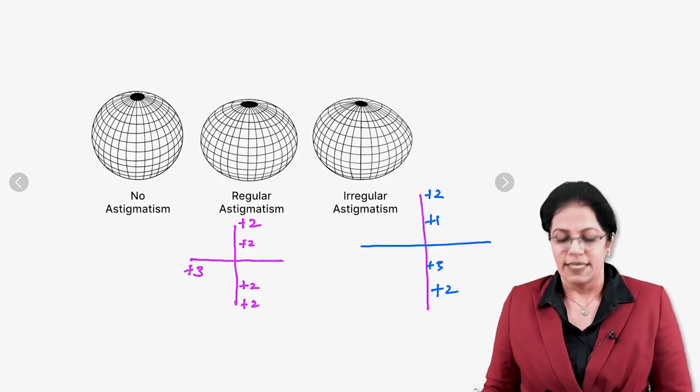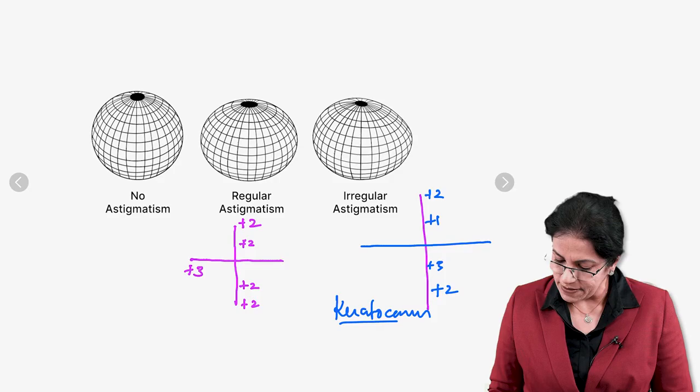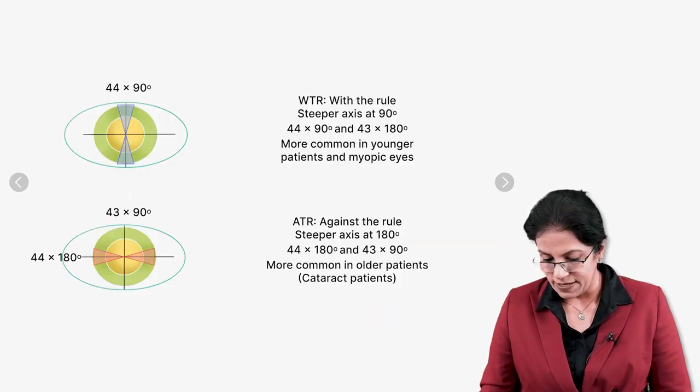Where have you learnt irregular? We have learnt it in keratoconus. Irregular astigmatism in keratoconus. Right.